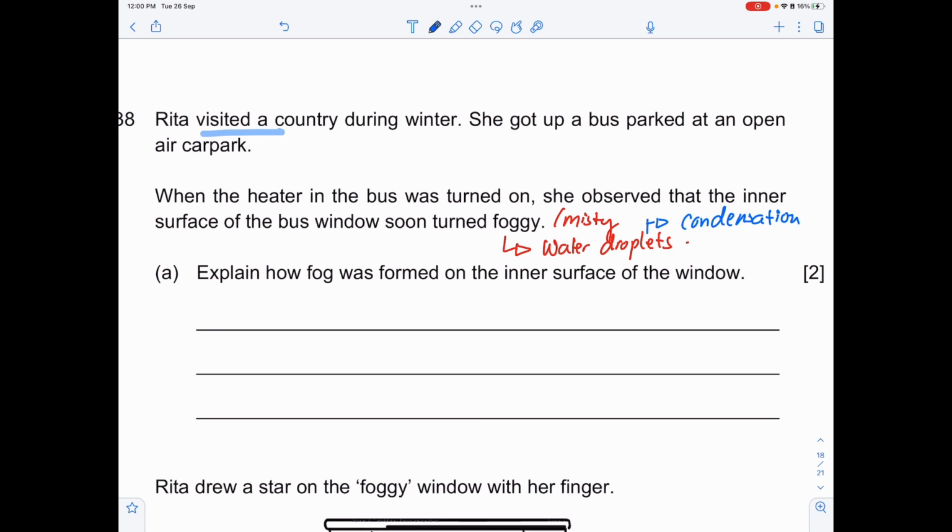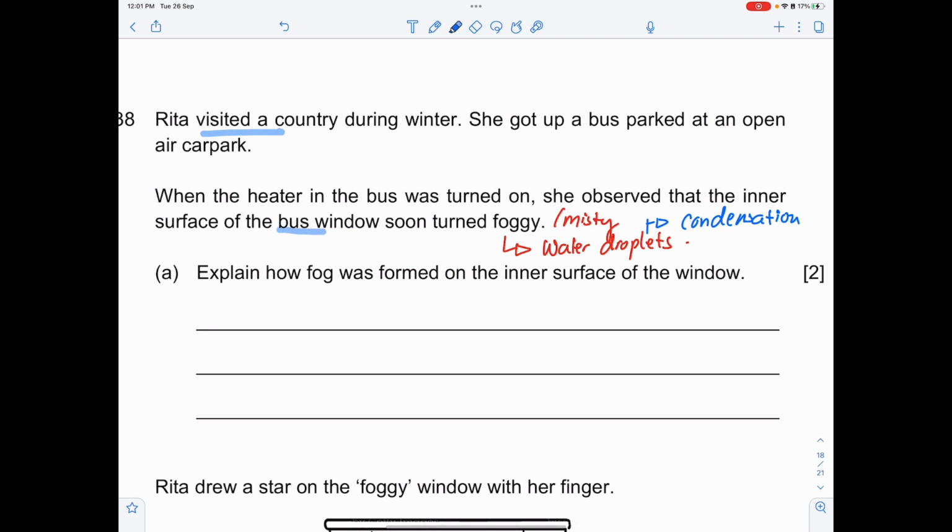Number one, where is the source of warmer water vapor? Number two, where is the site or the place of condensation that has taken place? It is a lot easier to identify the second thing, the place of condensation. The place of condensation is where you find the mist or the foggy part.